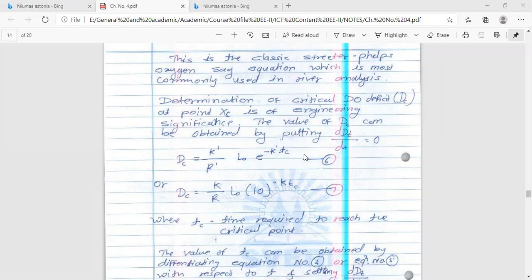Okay, it's a very interesting topic. You people are not taking interest, and then how we can explain it? Okay, DC is equal to, write down please.